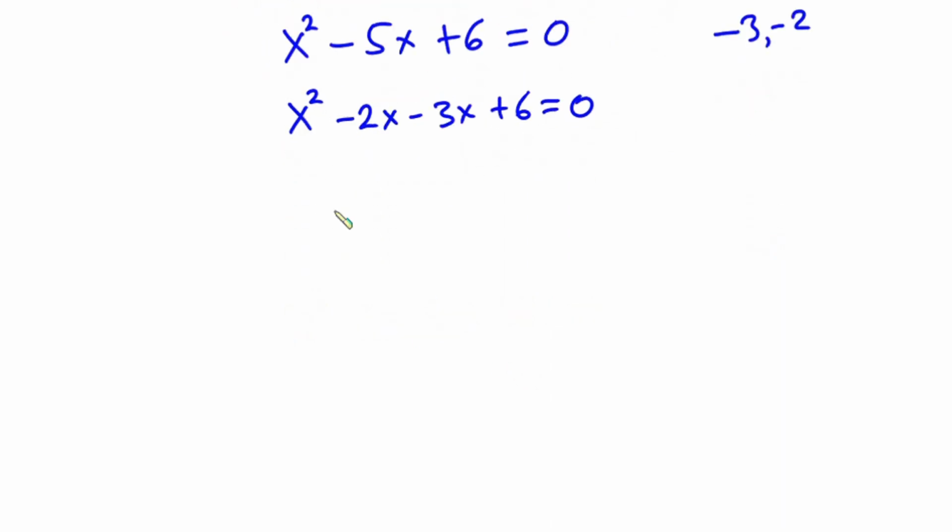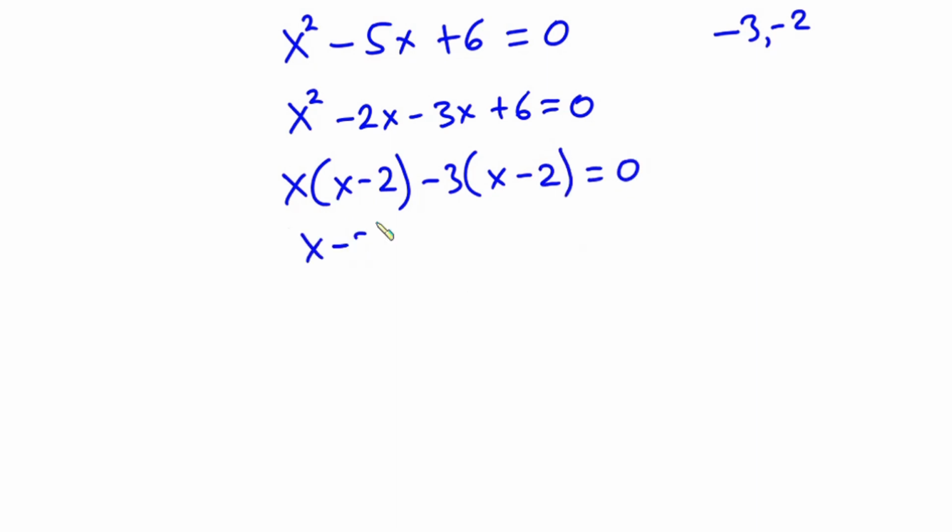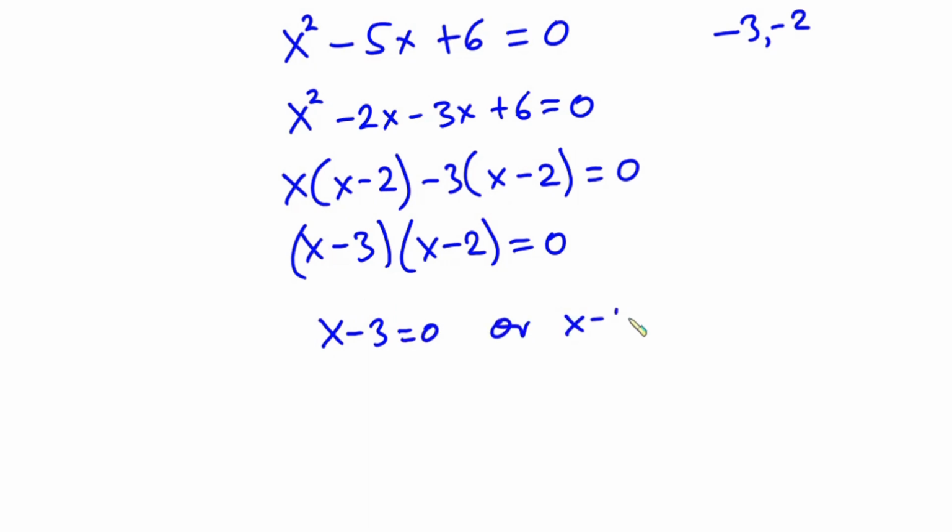Now let's go ahead and factorize this. So we have x into x minus 2, then negative 3 into x minus 2, and this is equal to 0. So we have x minus 3 as one of the factors, then we also have x minus 2 as the other factor, and this is equal to 0. Now from here we can say that x minus 3 is equal to 0, or x minus 2 is equal to 0. Now making x the subject, from this equation we have x equal to 3, or from this equation we have x is equal to 2.